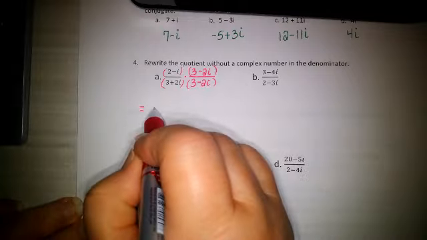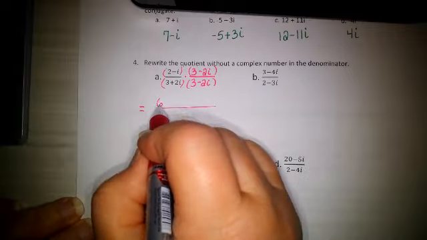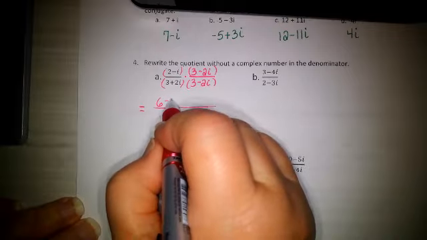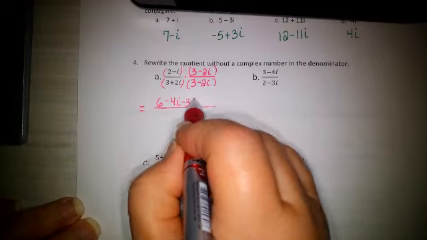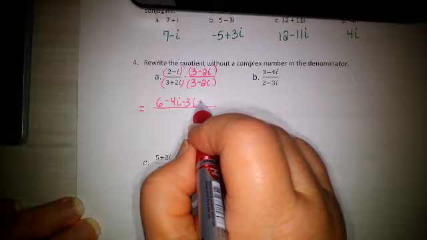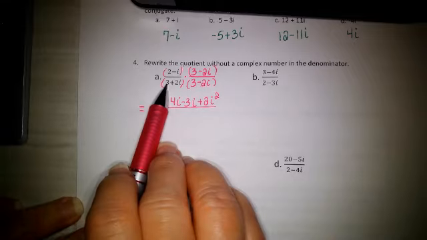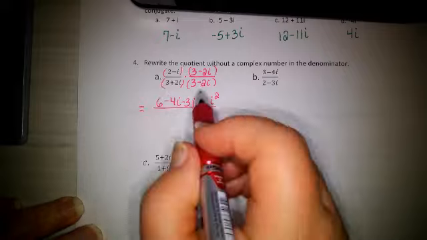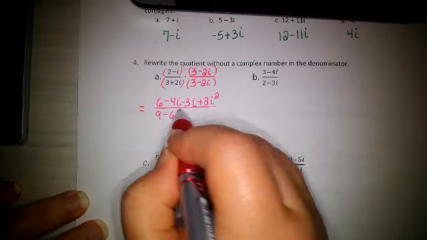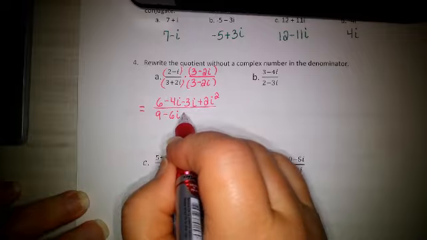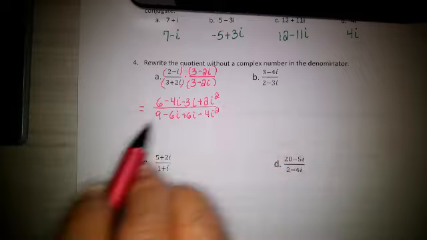So this is going to take a little bit of work. We're going to distribute on the top. 2 times 3, 2 times negative 2i, negative i times 3, and negative i times negative 2i. Okay, just work carefully. And then on your denominator, 3 times 3 is 9. 3 times negative 2i is negative 6i, positive 6i, and then negative 4i squared.